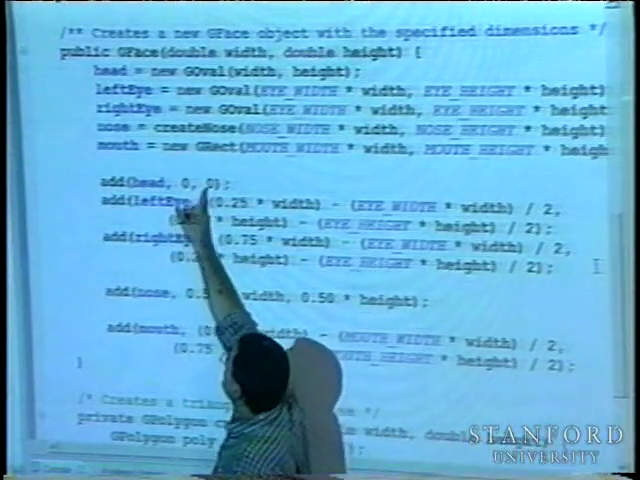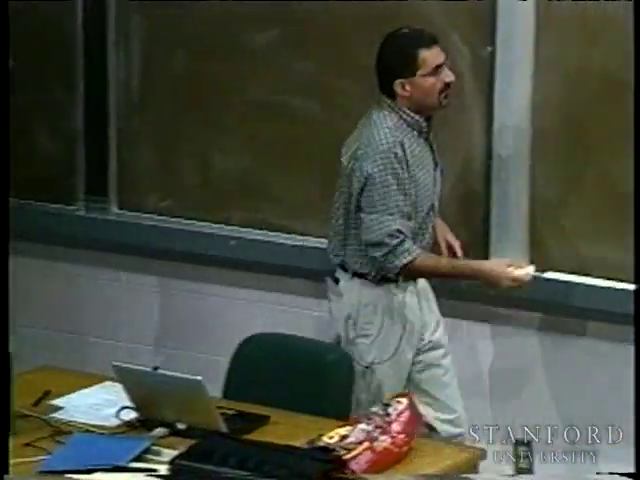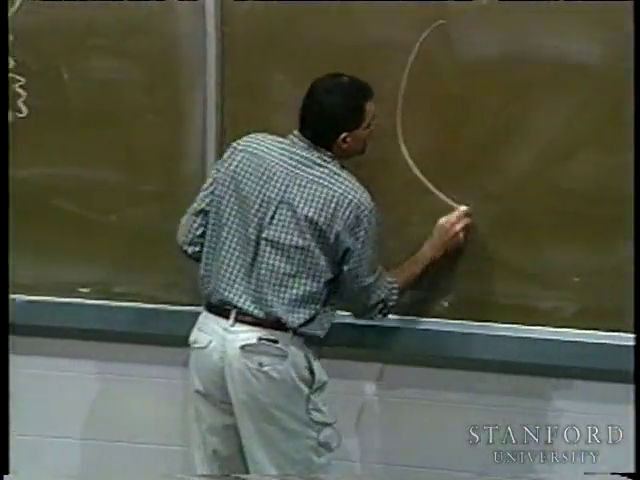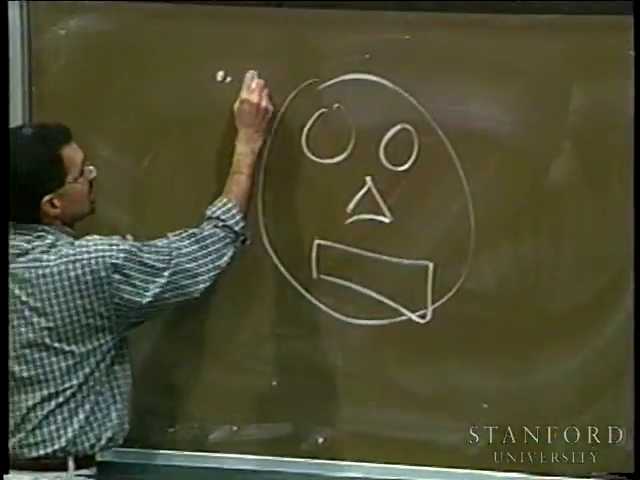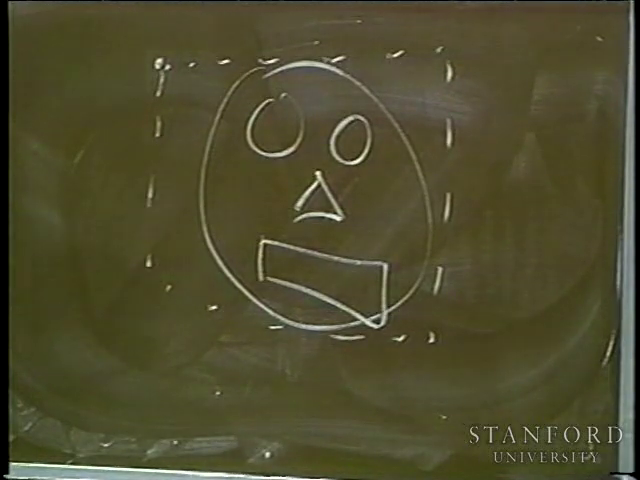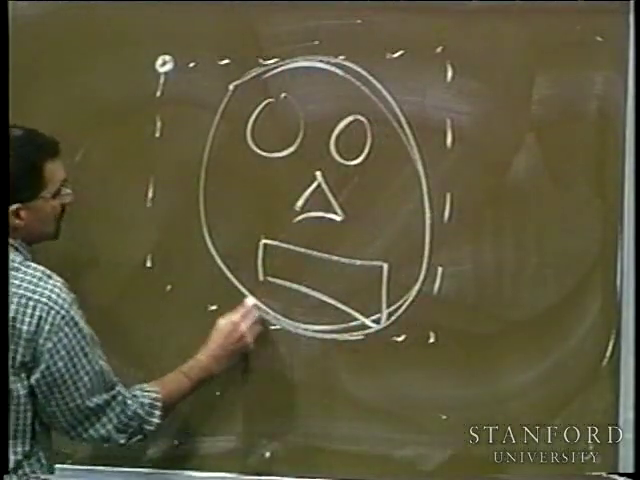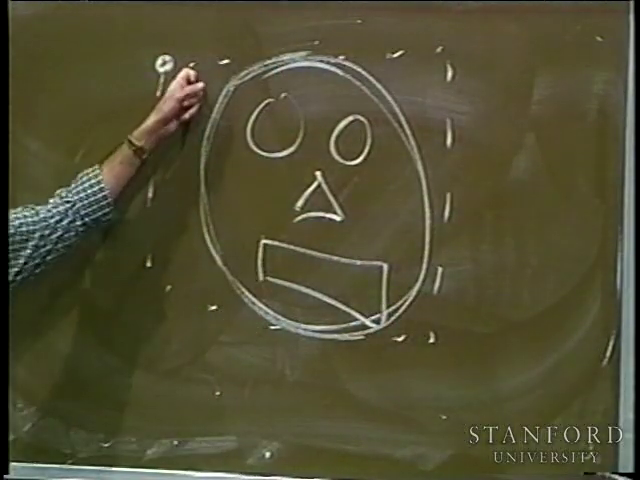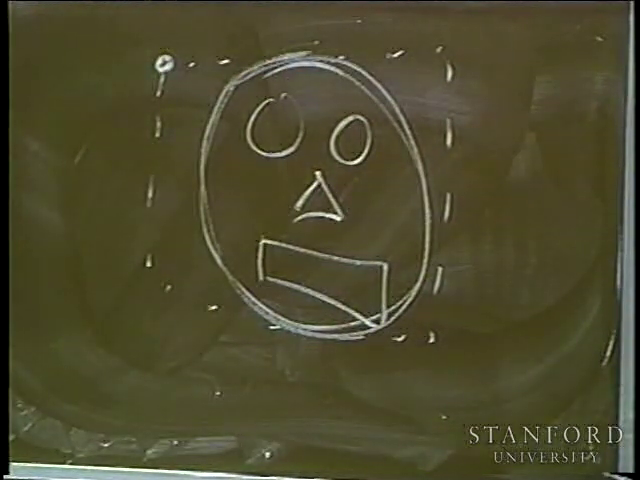So add head at 0, 0, my imaginary reference point for this face, is going to be this upper left-hand corner of the bounding box. Okay? So if I say add head at 0, 0, if I think of this as 0, 0, and this is an oval, it's going to add the oval here because what I'm specifying is the upper left-hand corner of the oval. Okay? Now, where am I going to add other stuff?